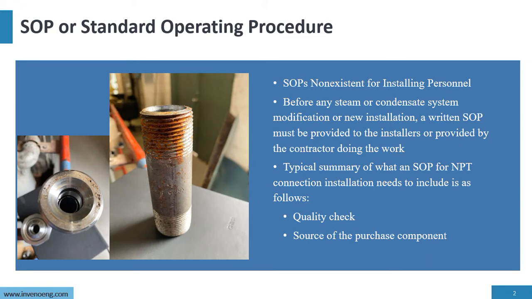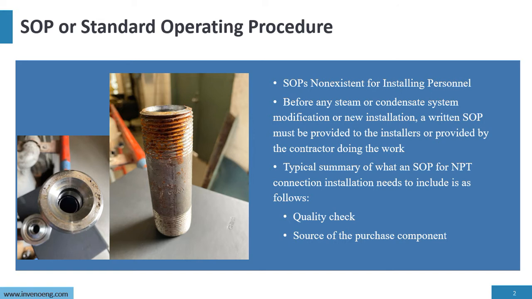One of the things we need to be talking about is SOPs, or Standard Operating Procedures. The problem with NPT connections is that SOPs really don't exist. So the installation people are going out there with verbal discussions on how to do it correctly. The thing with a verbal discussion is that as you pass it down, the information is not necessarily conveyed correctly. Therefore, before any steam and condensate modification or new installation, make sure you have a written SOP and provide it to the installers or the contractor doing the work.